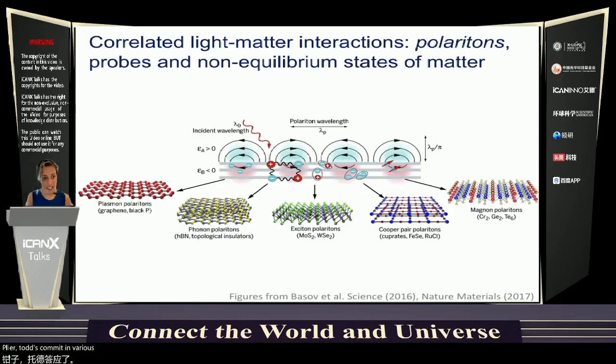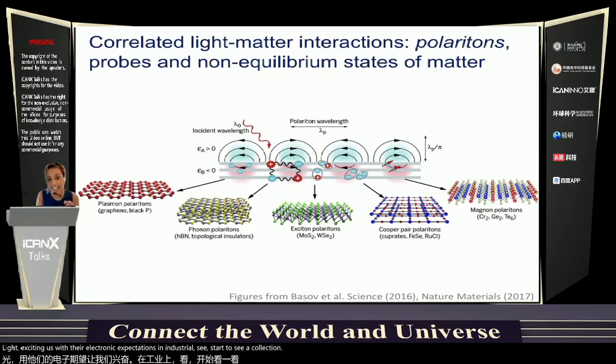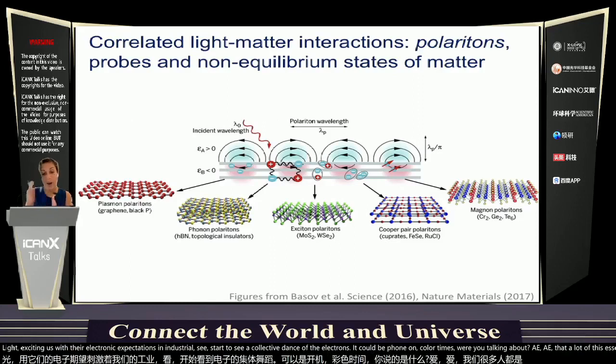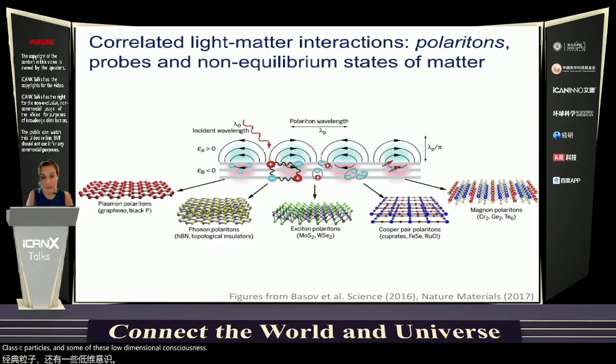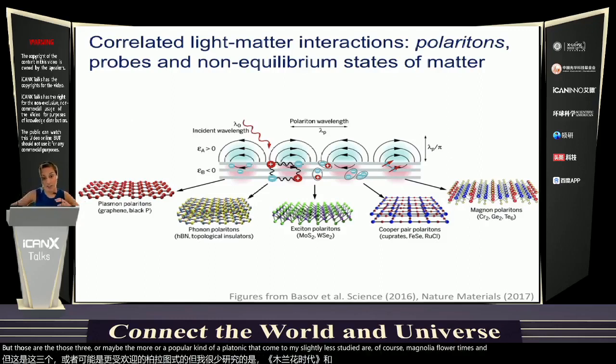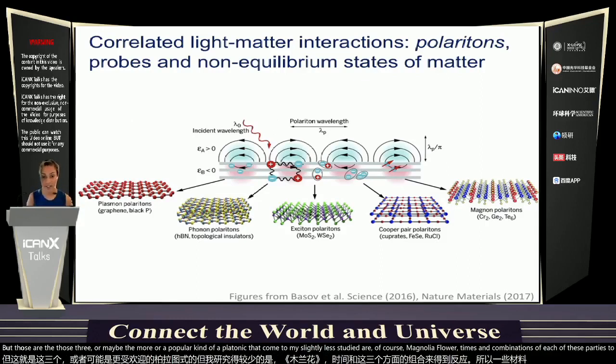Polaritons come in various flavors, and that includes plasmon polaritons. That includes essentially light exciting some of the electronic excitations in the material, so you start to see a collective dance of the electrons. It could be phonon-polaritons, where you're talking about the lattice essentially coupling to this optical field. Again, in the linear regime here, there are exciton-polaritons. So excitons, essentially quasiparticles in some of these low-dimensional chalcogenides in particular, are of interest. These exciton-polaritons can also form very interesting condensates. But those three are maybe the more popular kind of polaritons that come to mind. Slightly less studied are, of course, magnon polaritons and combinations of each of these polaritonic interactions. So some materials can host multiple of these types of polaritons.